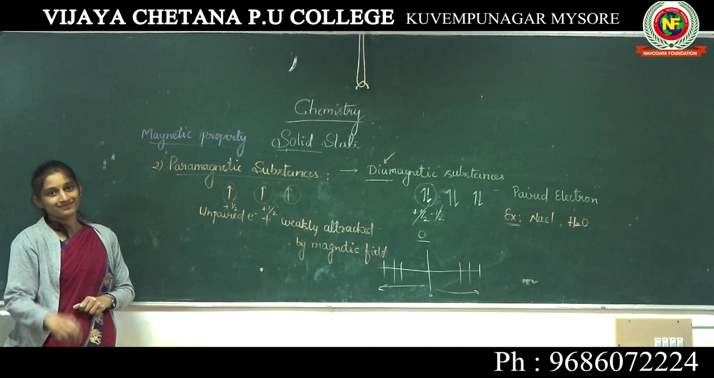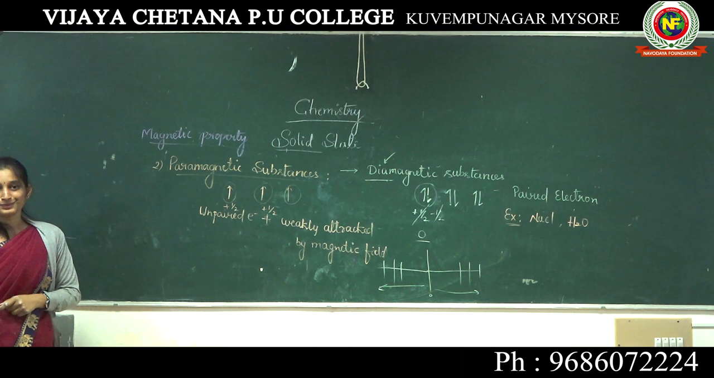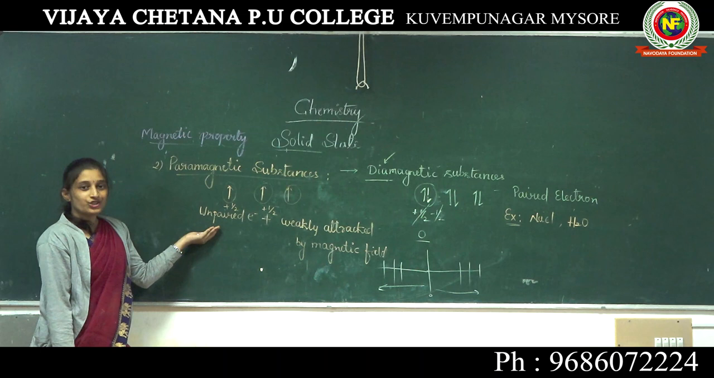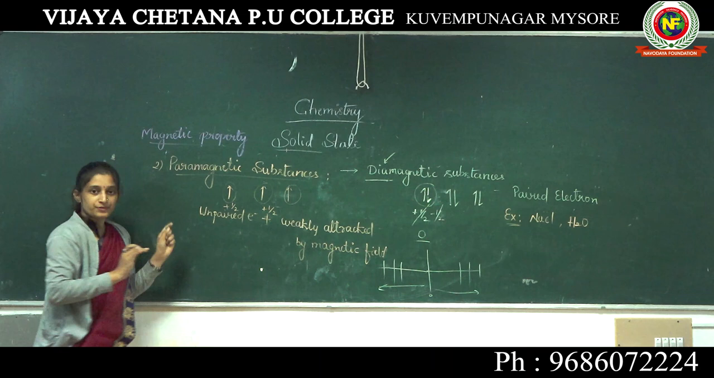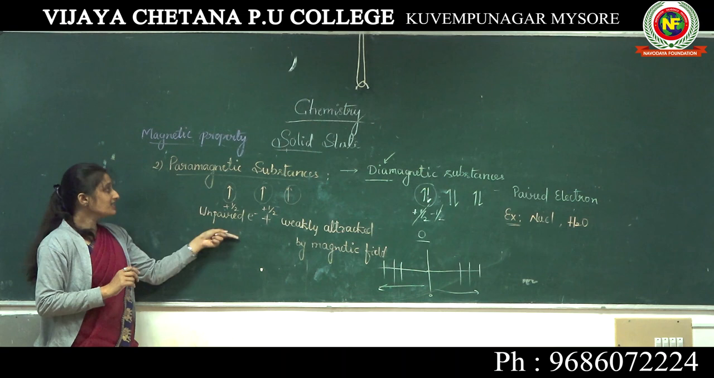Is it clear? But here, half plus minus half, plus half, cancel. Zero. But here, there is no cancellation. So, they will show the affinity or attraction towards the external magnetic field. If I place such type of substances in between the magnet, it starts fluctuating. It starts moving. It starts attracting. So, this is an example for paramagnetic substances.